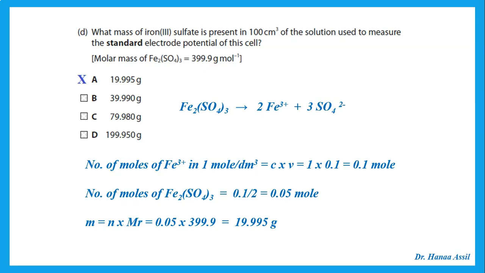Please remember, if we have 100 centimeter cubed of the solution, I need the concentration of each of the ions to be 1 mole per decimeter cubed. Now, the iron 2 sulfate produces only 1 mole. So the number of moles of the iron 2 ions would be the same as the number of moles of the iron 2 sulfate. But here we're talking about iron 3 sulfate, and you should remember that 1 mole of iron 3 sulfate will actually form 2 moles of iron 3 plus ions. And that means the number of moles of the iron 3 sulfate should be half of what we want, and this should be the mass that we get.